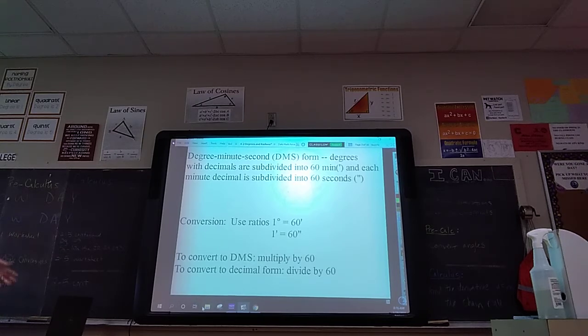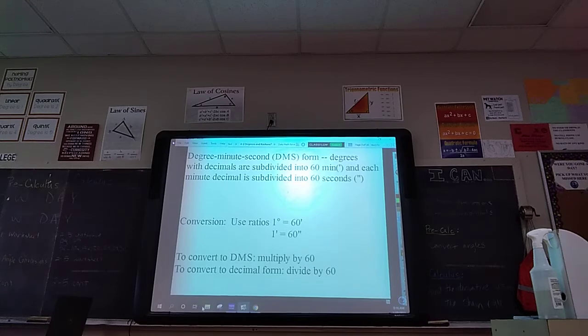And we're also going to go backwards. So we're going to start with the minutes and seconds and convert it back into just a decimal format for our degree. Okay, so it's just a 60 ratio. So it's a pretty straightforward ratio. You just have to either multiply by 60 or divide by 60, depending on which direction you're going.